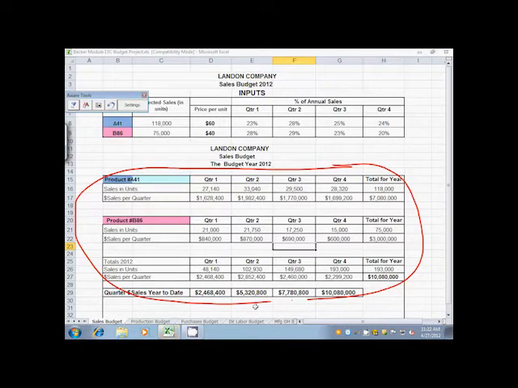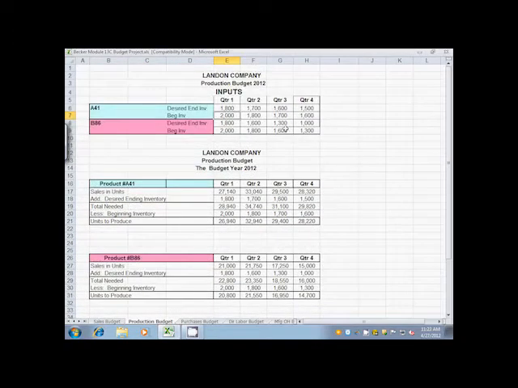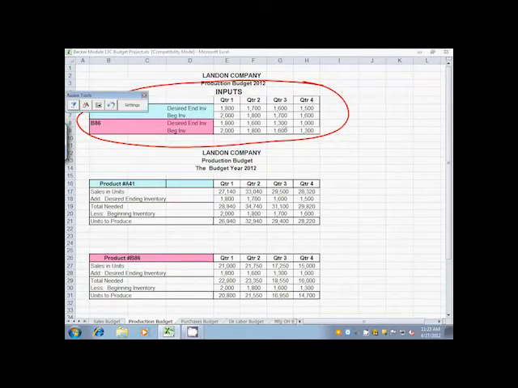The next budget, which is our units budget, is the production budget, and we will take a look at it. Let's get back up to the top of it. Again, this is the input section. These are the kinds of things that might be subject to change.